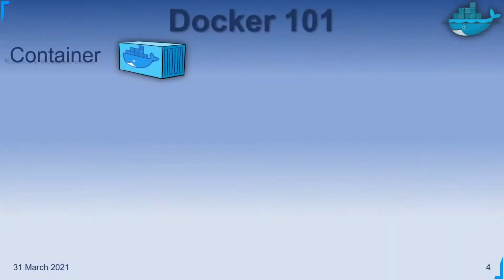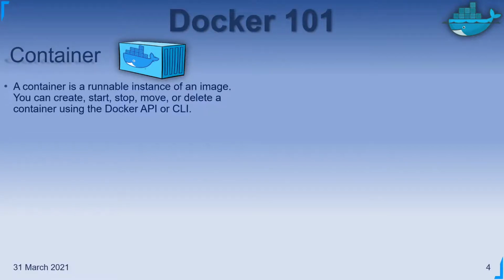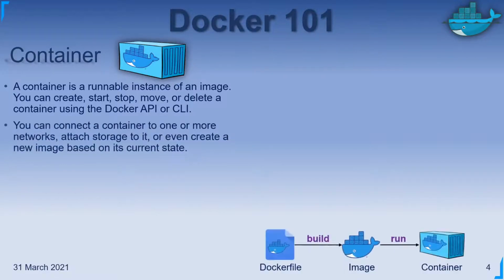The next object which we are going to see is a Docker container. A container is a runnable instance of an image. This can be accessed by Docker API or CLI to start, stop, create, move, or delete a container. You can connect a container to one or more networks, attach storage to it, or even create a new image based on its current state.